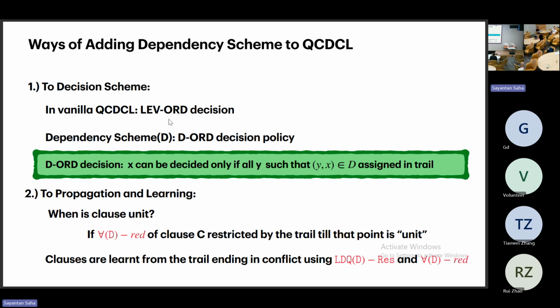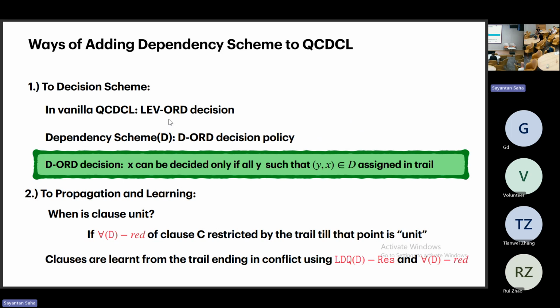If we have a dependency order, we can relax that and say it's a dependency ordered decision policy, where X can be decided only if all other variables that it depends on have already been assigned in the trail. In level order, I would say that all variables to the left of it have been assigned. Here I say that all variables it depends on have been assigned. It's a slight relaxation on the order.